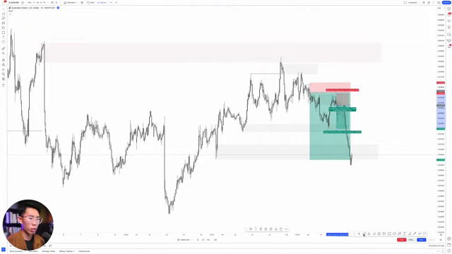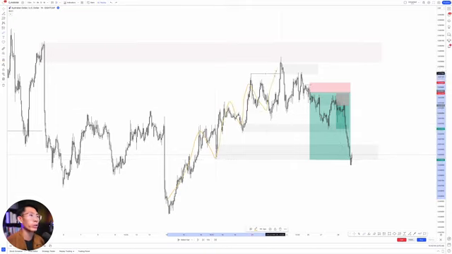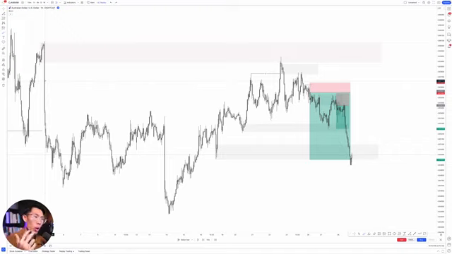And remember, right here, why did price turn bullish right here? Price turned bullish to facilitate that pullback back to this previous supply zone to continue that bearish order flow on the higher time frame. That is why I always say you guys must always start your analysis on the higher time frame and then slowly work your way down to refine your trade entries for better timing.